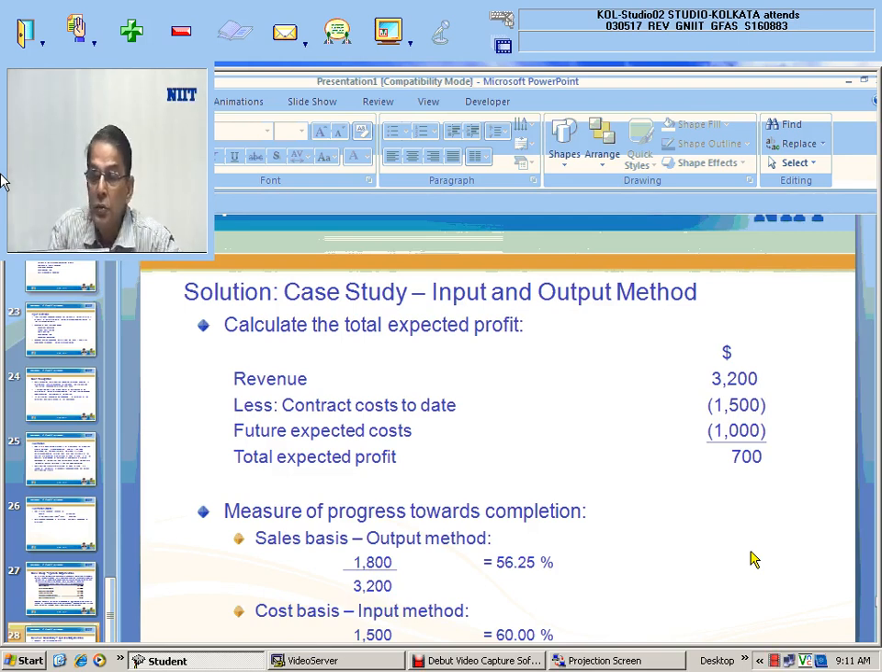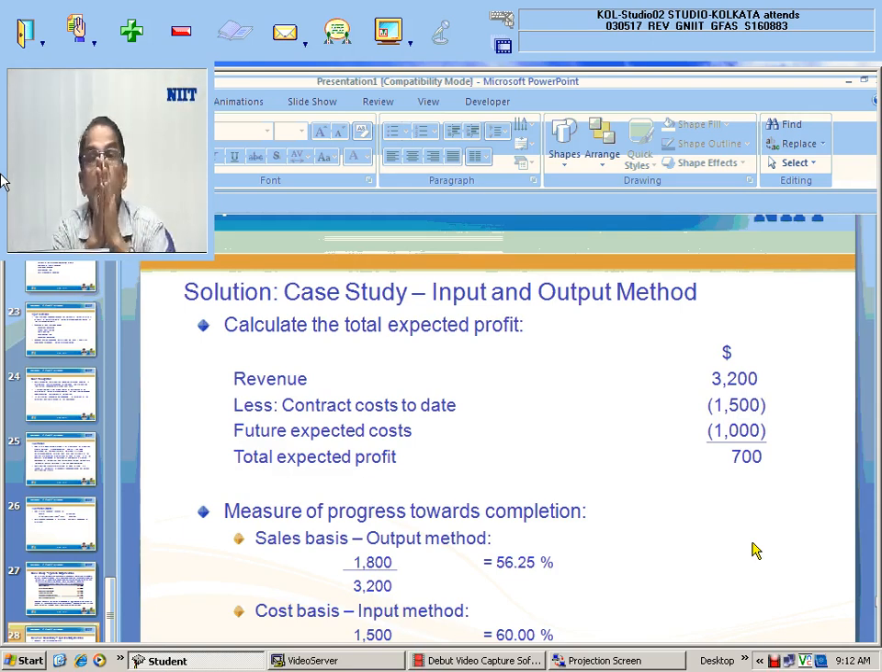As per cost basis or as per input method, total cost incurred up to date is 1500, and total cost to be incurred on the project is 2500. So on cost basis, if we work out the progress towards completion, it works out to 1500 by 2500, that is 60%. So the measure of progress towards completion on the output method is 56.25%, whereas the measure of progress towards completion on cost basis is 60%.